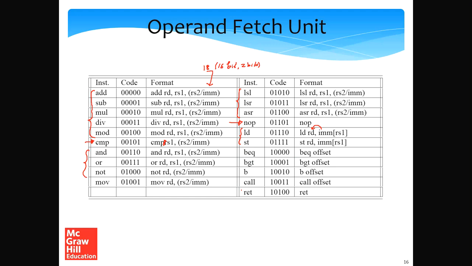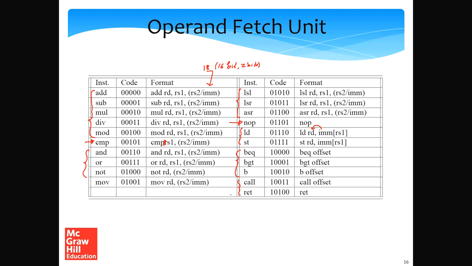We have 5 branch instructions. So BEQ, BGT, and B are the two conditional and one unconditional branch instructions. BEQ and BGT require that we know the results of the last comparison, and B is an unconditional branch. Call is for a function call, and ret is for returning from a function.